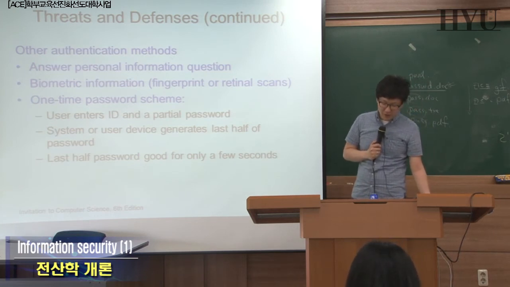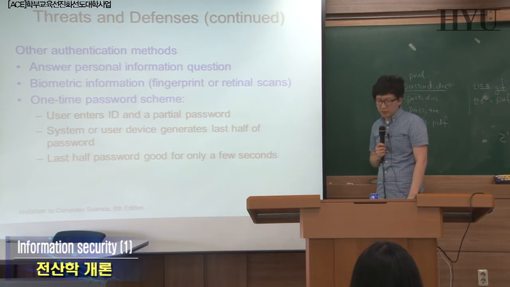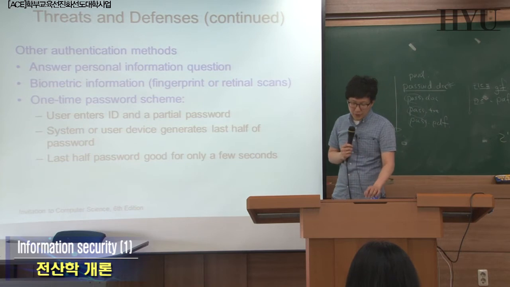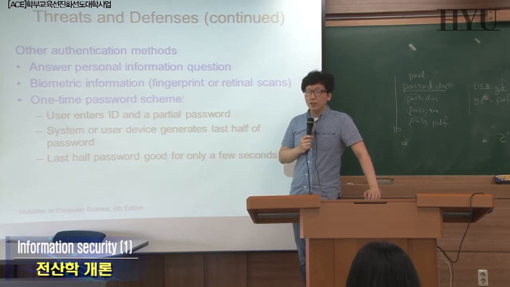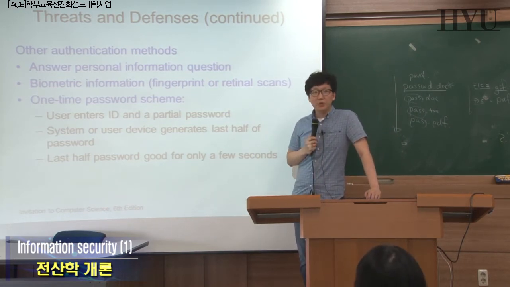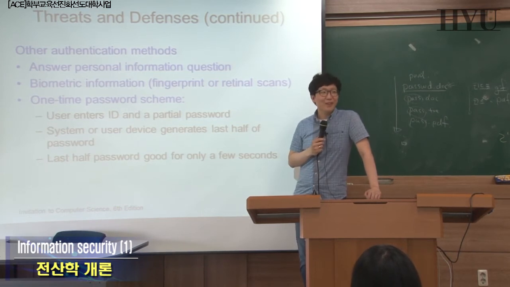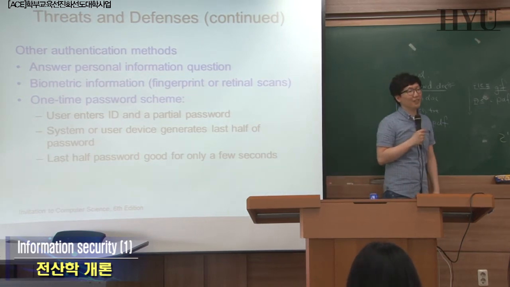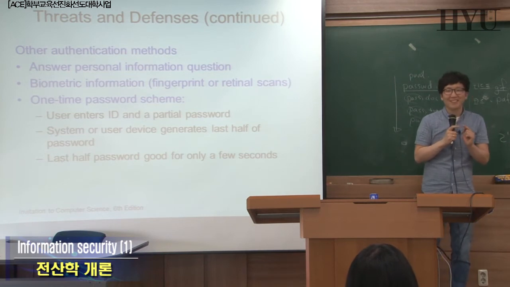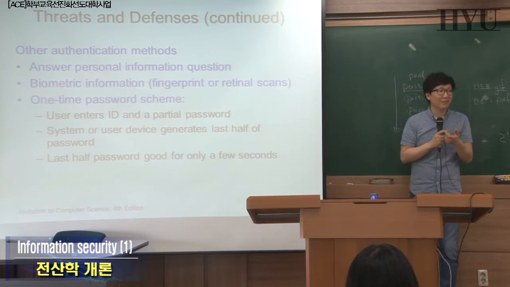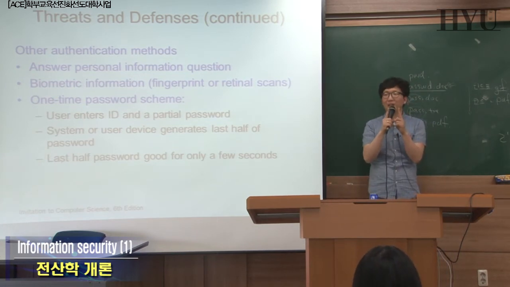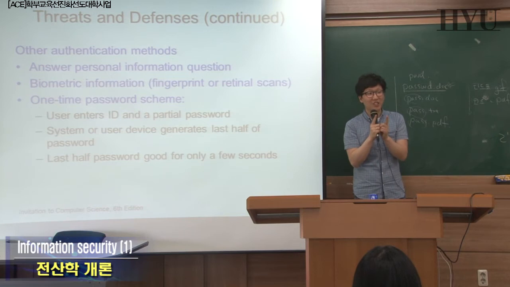One-time password scheme: the user enters the ID and a partial password, and the system gives you another password, good for only a few seconds. 이거 많이 쓰죠? OTP인가? Anybody using it? 우리 은행이나 이런 데 가면 if you don't agree to use those code cards, then you need to buy a small device that generates a different number every single time. OTP 얘기하는 거 OTP. OTP 이렇게 하면 꼭 한 몇 초 안에 그 패스워드 넣어야지만 되죠.